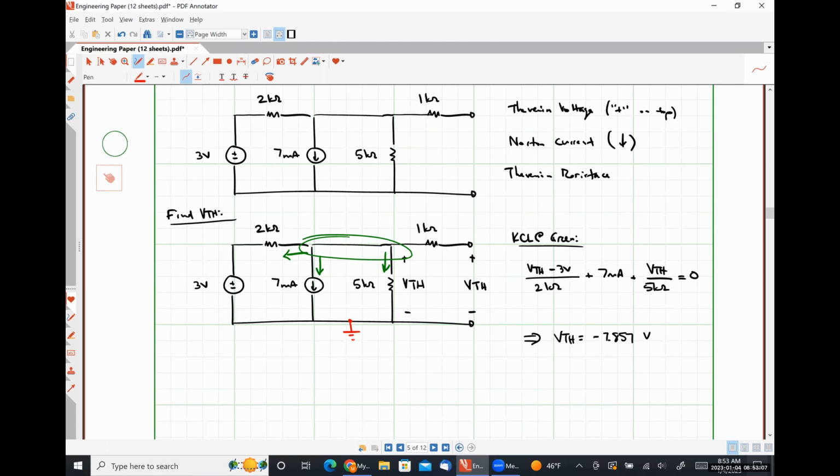So this is for the Casio FX-991EX because I bought a new one over the Christmas break. I entered this in as (X - 3)/2000 + 0.007, which is 7 milliamps, + X/5000, where X is just my variable that I'm solving for. Then I hit alpha and then the calculate button because that gives me my equals and then set it equal to 0. And then I pressed shift and the calculate button to solve it. And then I give it something to start from.